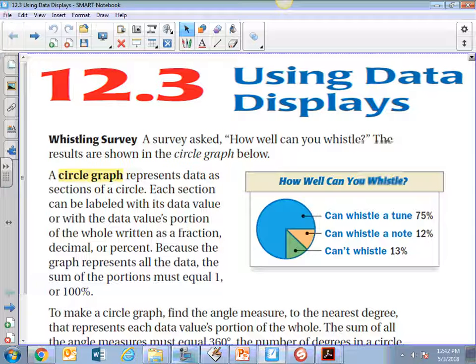So 12.3, guys, it's using data displays. They start you off with a circle graph. Here's the thing with the circle graph. For instance, if you look at this one right here, okay, 75%.